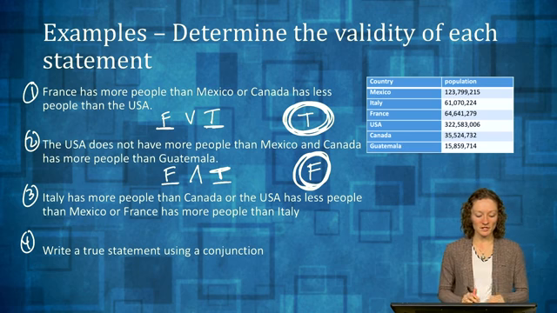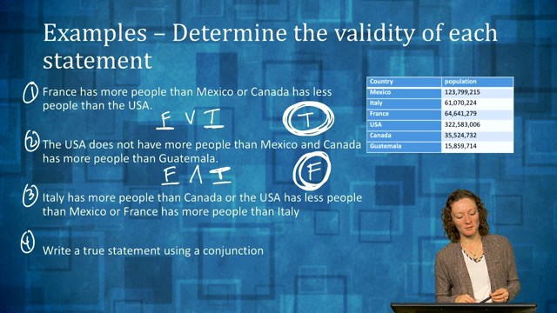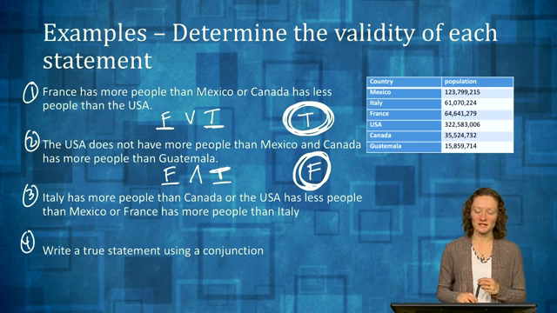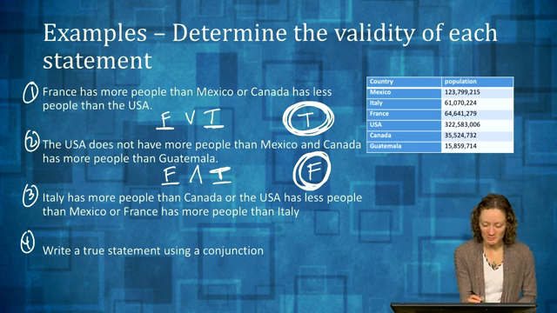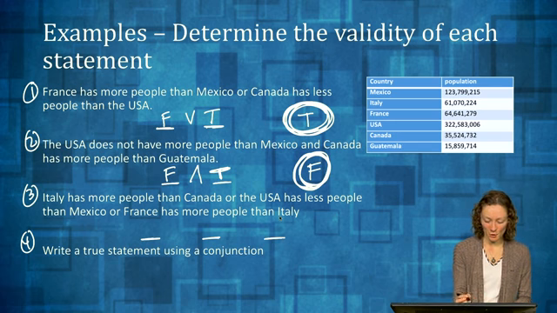All right, so the last two, I just want you to pause the video, go through them quickly, and we will come back and do them together. All right, so number 3: Italy has more people than Canada, or the USA has less people than Mexico, or France has more people than Italy. Here we have 3 ideas being pulled together, in this case, each with the word or.